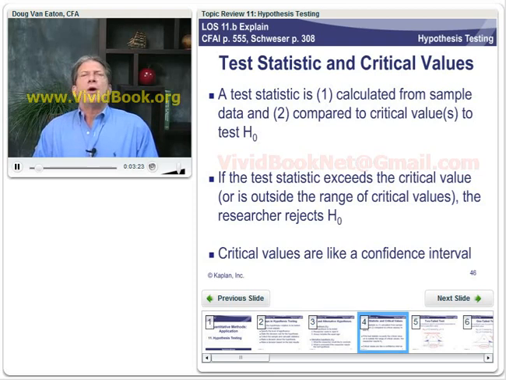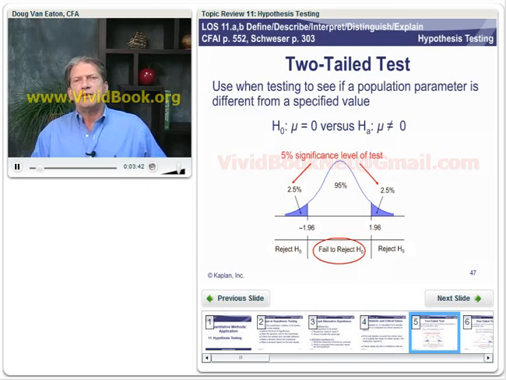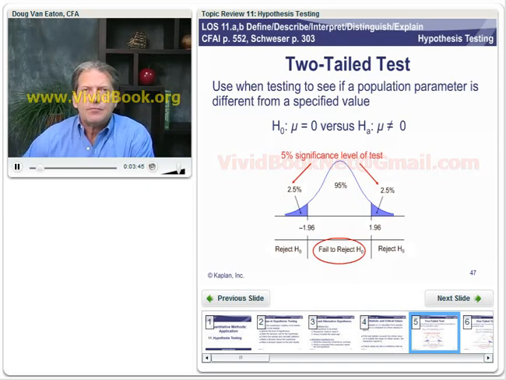Our null hypothesis may be that the mean of this value is 0. Well, if we get a value that's too high or too low in relation to 0, then we can reject the null hypothesis that it equals 0. Now in that case, we'd be talking about a two-tailed test. So if we're testing to see if a population parameter is different from a specified value, then we use a two-tailed test. So notice that equal is in the null hypothesis here. The alternative hypothesis is that it's not equal to 0.